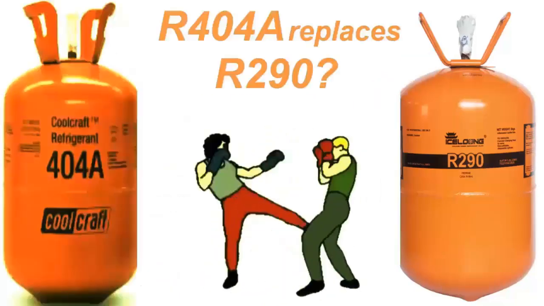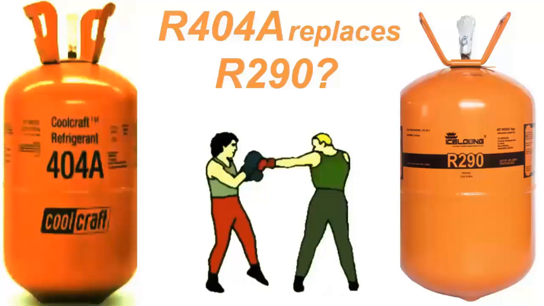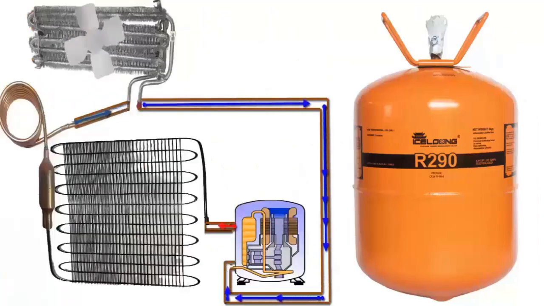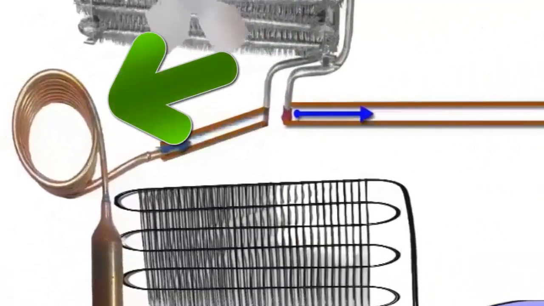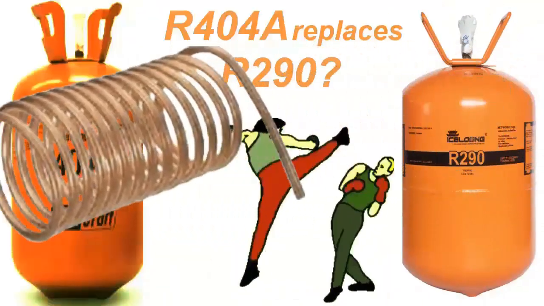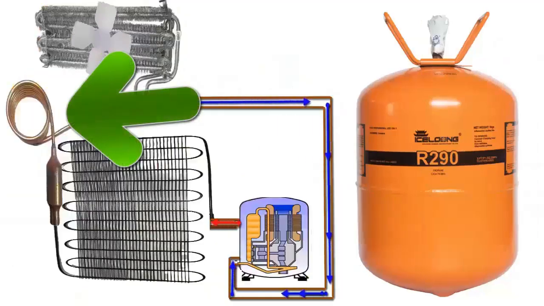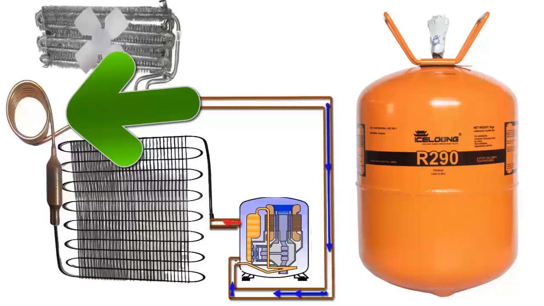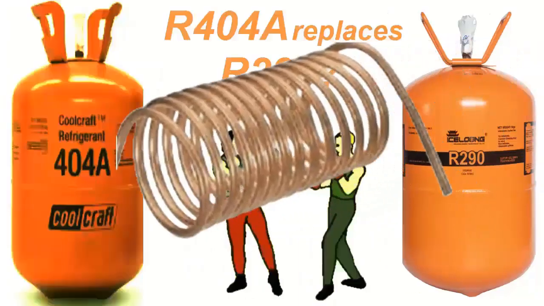5. Difference in mass flow and capillary tube. Since the mass flow with R290 is lower than with R404A, the capillary tube size will be different for each refrigerant. If the capillary is not adjusted, the system will not function properly, as normal low and high pressures will not be reached.